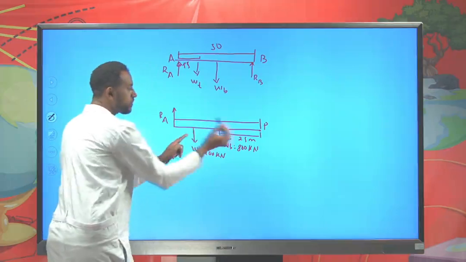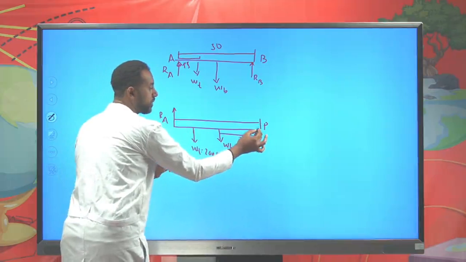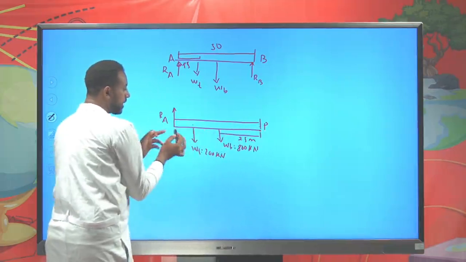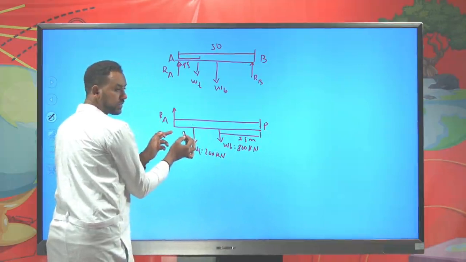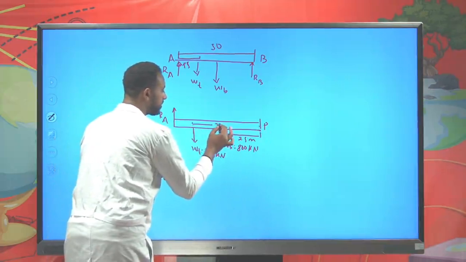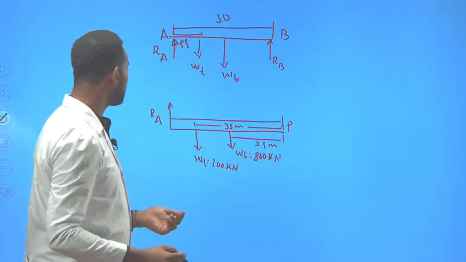And the distances, you should always take from point B, or from the pivotal point. From this to this is 15 meter, so from this to this it should be 35 meter. Okay. Therefore, this should be the way.